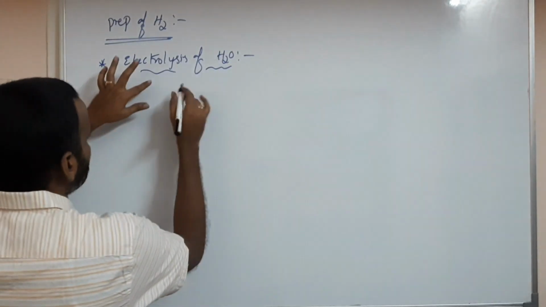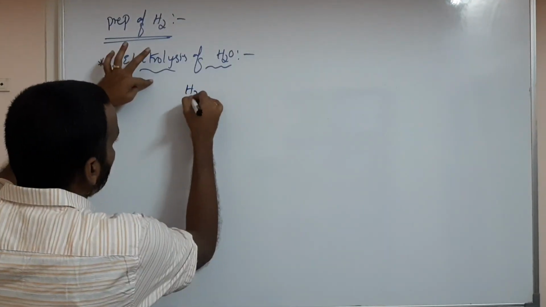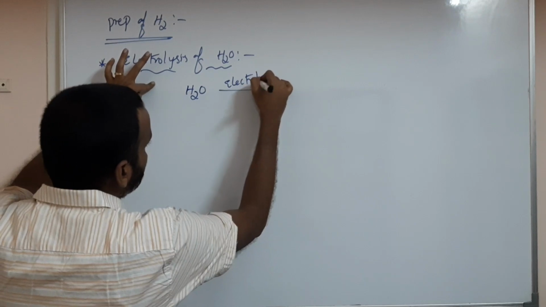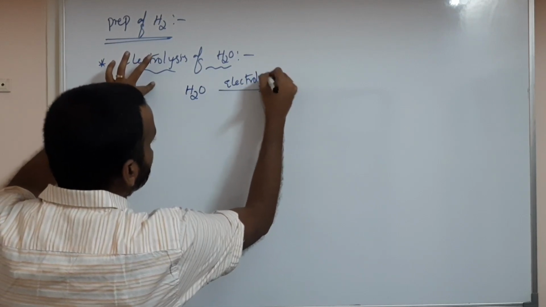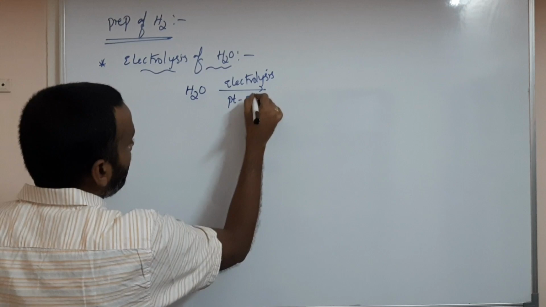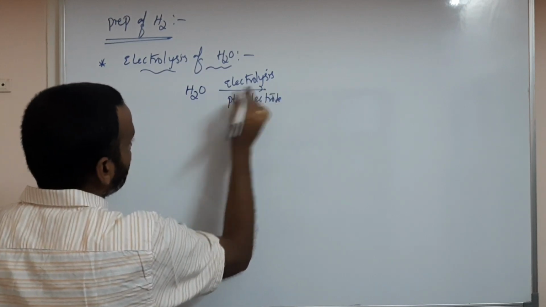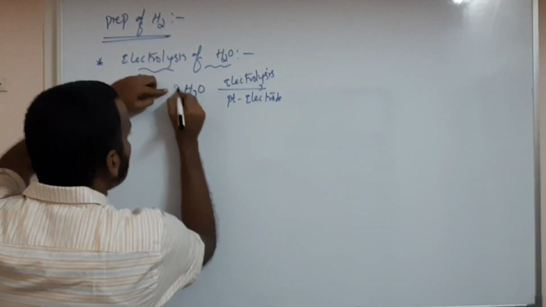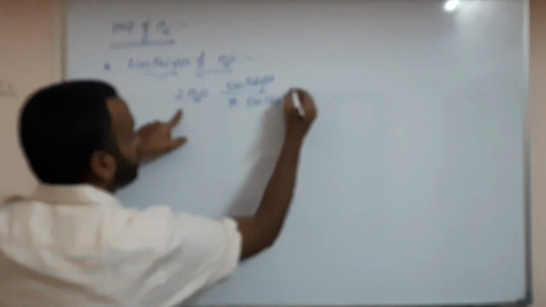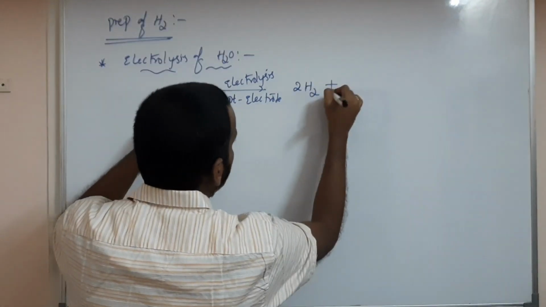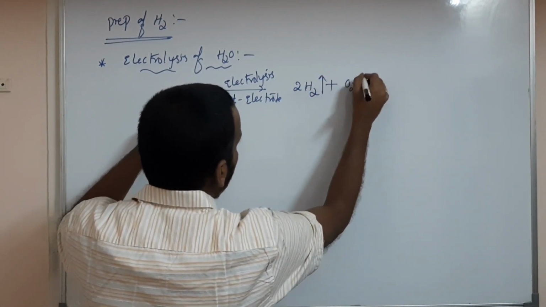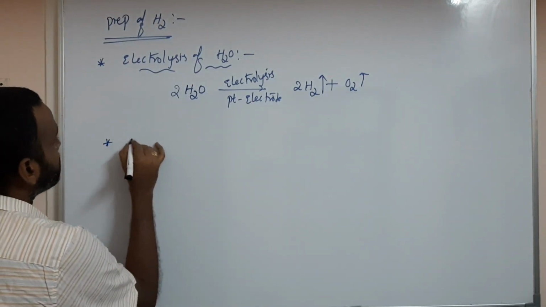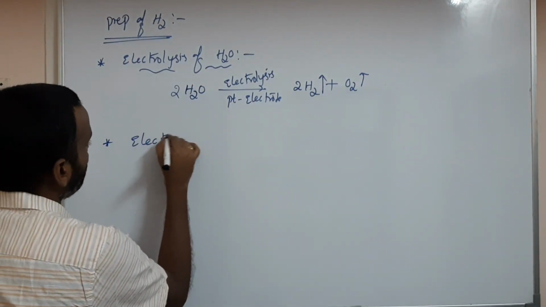Water on electrolysis in the presence of a platinum electrode, because hydrogen cannot act as an electrode, it's a non-metal. So if you take 2 moles of water, then you will get 2 moles of H2 gas and O2 gas. This is one process. And the second one is electrolysis, this you know actually.